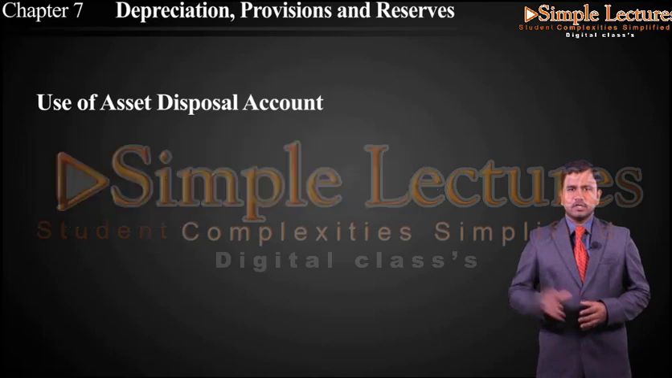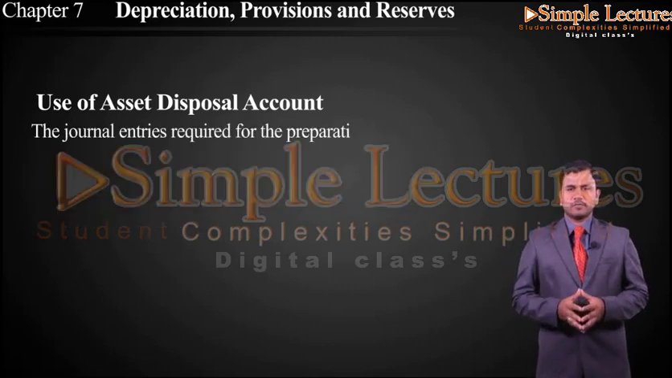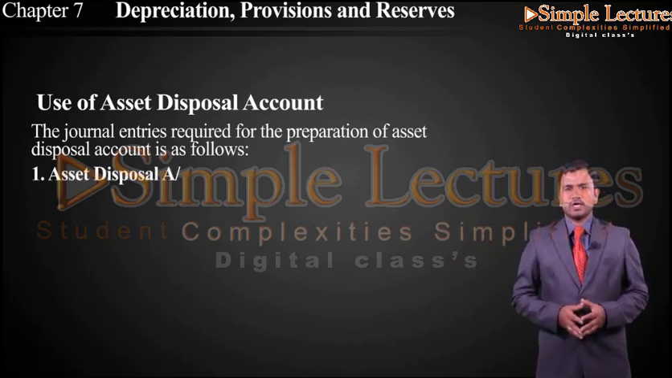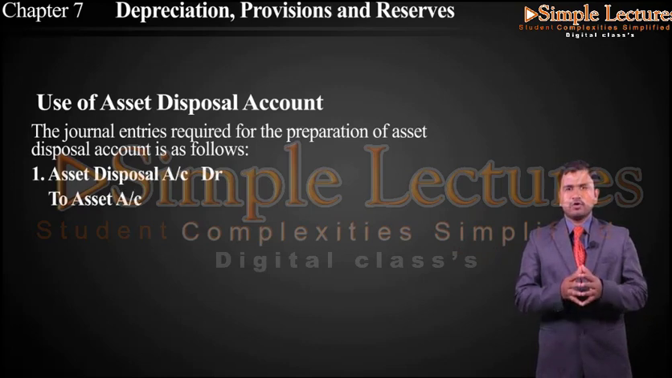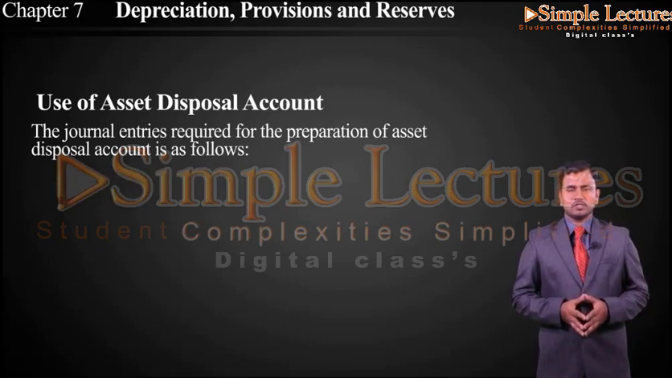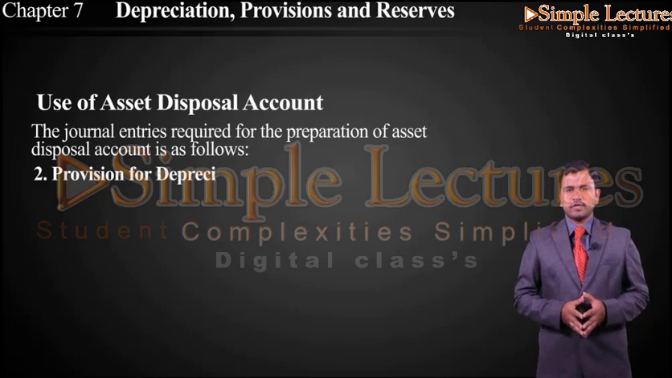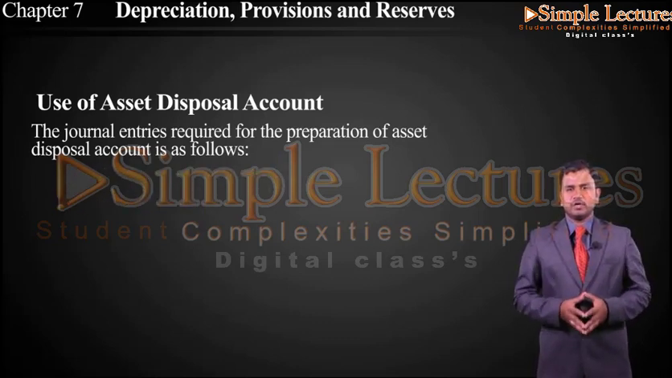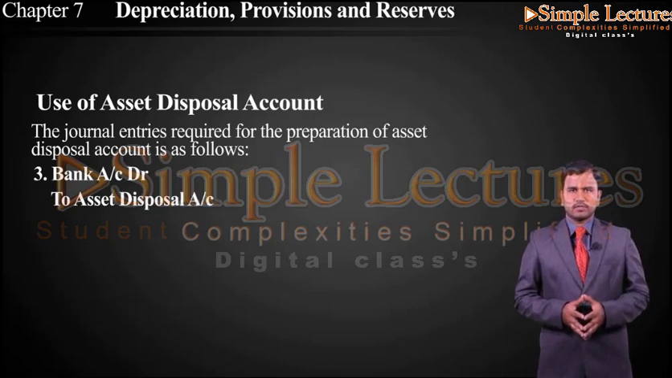one place. The journal entries required for the preparation of asset disposal accounts are: number one, asset disposal account debit to asset account for the asset which is being sold. And then for the provision of depreciation, the journal entry will be provision for depreciation account debit to asset disposal account. Then we have one entry for disposal of asset: bank account debit to asset disposal account.